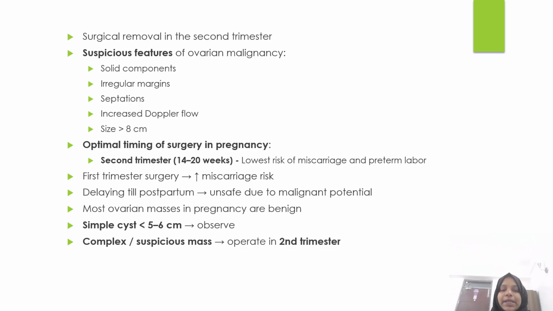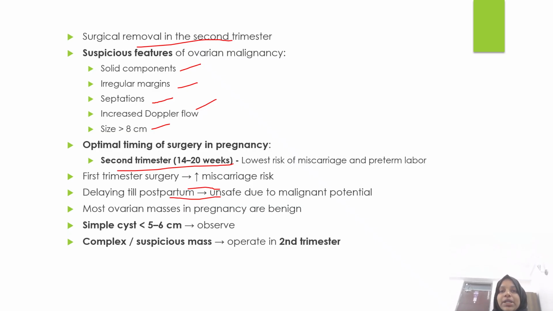If it's removed laparoscopically, it will be better. So surgical removal in the second trimester becomes the justifiable choice because there are suspicious features in this case like solid component, irregular margin, septations, increased Doppler flow, and size more than 8 centimeter. Even more than 5 centimeter, we are a little bit concerned. And the optimal timing is the second trimester because in the first trimester there is increased miscarriage risk. If you delay till postpartum, there is malignant transformation risk.